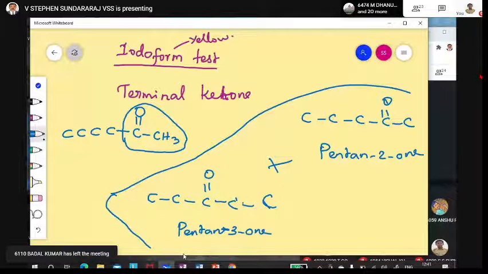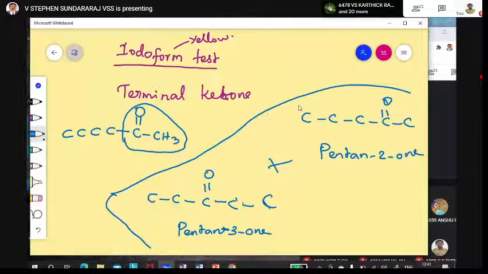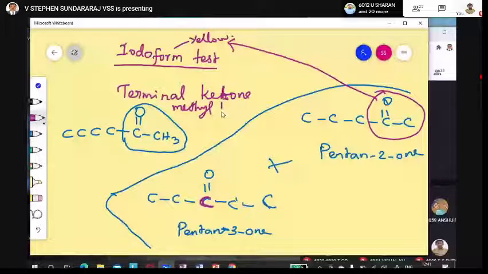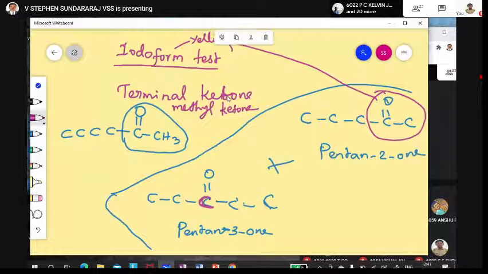Two ketones means, see, one is pentan-2-one, the other pentan-3-one. What is the difference? See that this is a terminal ketone. This terminal ketone will answer the iodoform test. And this is not a terminal ketone. It is also called a terminal ketone, or you can call it a methyl ketone. Terminal ketone will be attached with a methyl group. So write down this: the iodoform test will be answered only by terminal ketone or methyl ketone.